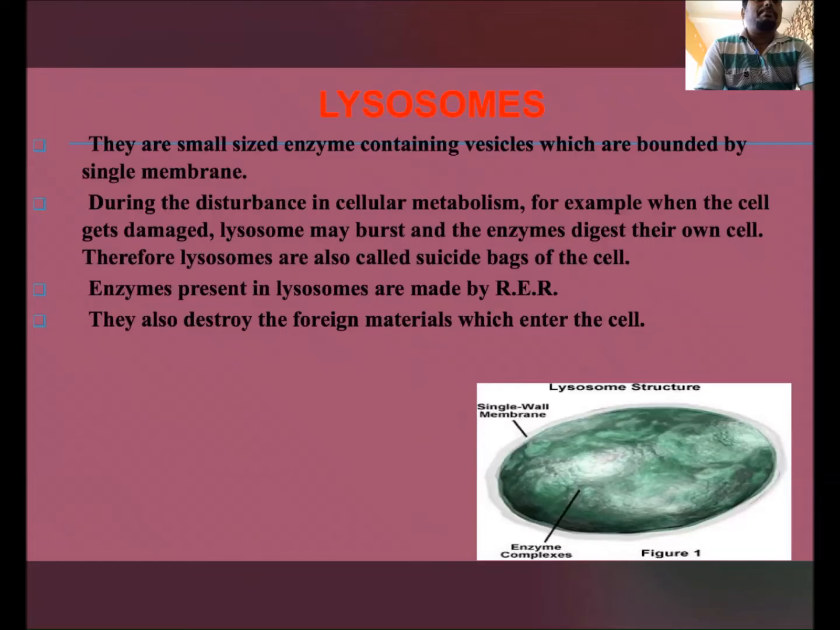Enzymes present in the lysosomes are made by RER. RER we have already studied, rough endoplasmic reticulum. They also destroy the foreign materials which enter the cell, and it also protects the cell from external particles. These foreign materials may harm the cell, so it protects the cell, it digests the foreign materials with its enzymes. So in this way it is protecting the cells also from external bodies or foreign bodies.